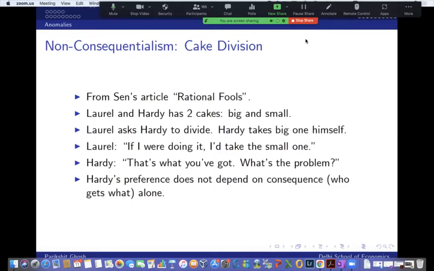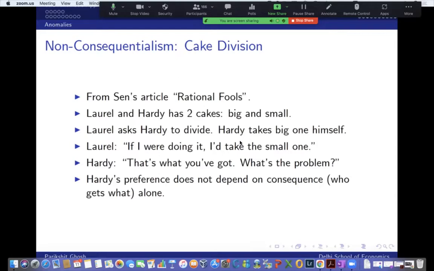Okay, here's a little story. This is taken from Amartya Sen's article called Rational Fools. There are two friends, call them Laurel and Hardy, and they have two cakes. One is a big one, the other is a small one. They don't have knives or something, so the cakes cannot be divided, cut up. So they're indivisible. So one of them has to eat the big cake and the other has to eat the small cake. Take that as a given.